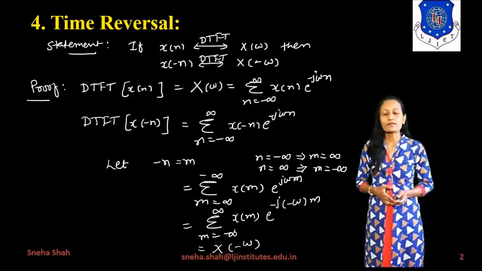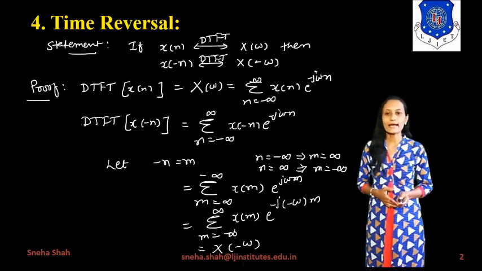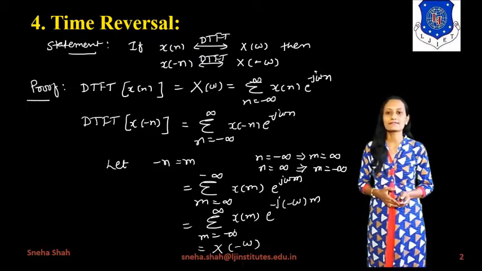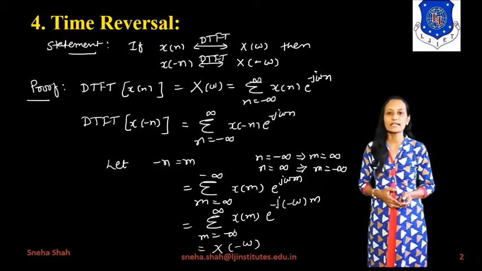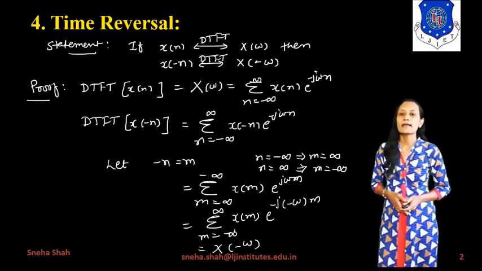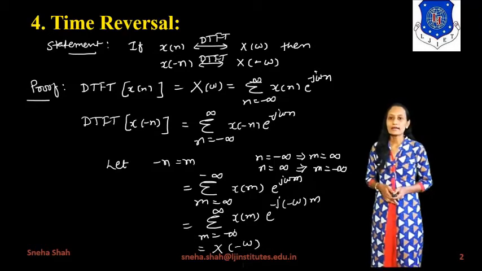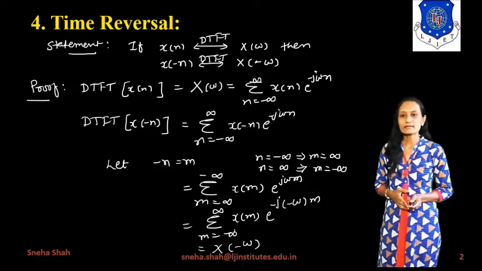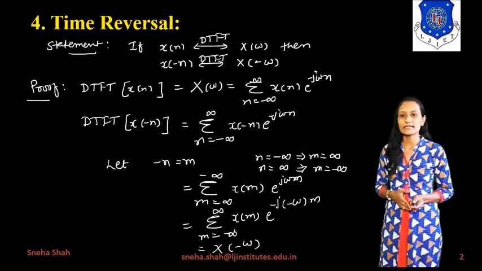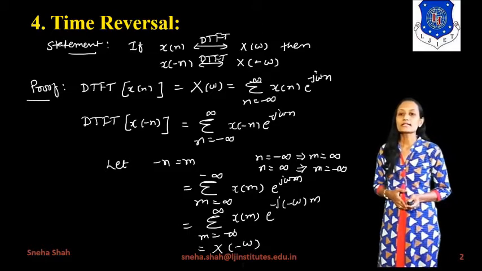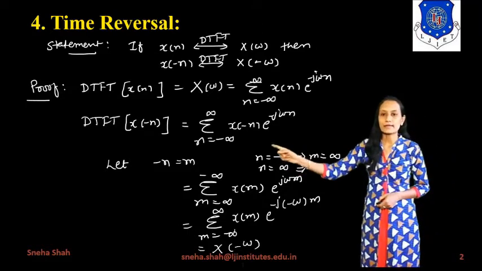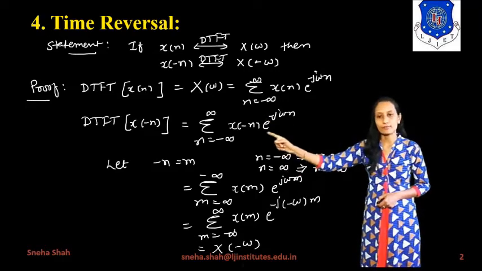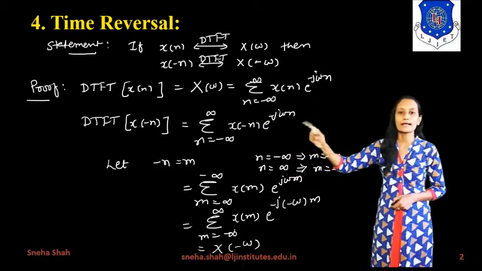Now, as you know, what is the equation of DTFT? DTFT of x of n equals X of omega, and its value equals summation n equals minus infinity to infinity x of n into e raised to minus j omega n, right? Now, we have to find the value of DTFT of x of minus n. So instead of x of n, we take x of minus n. The term will be summation n equals minus infinity to infinity x of minus n e raised to minus j omega n.